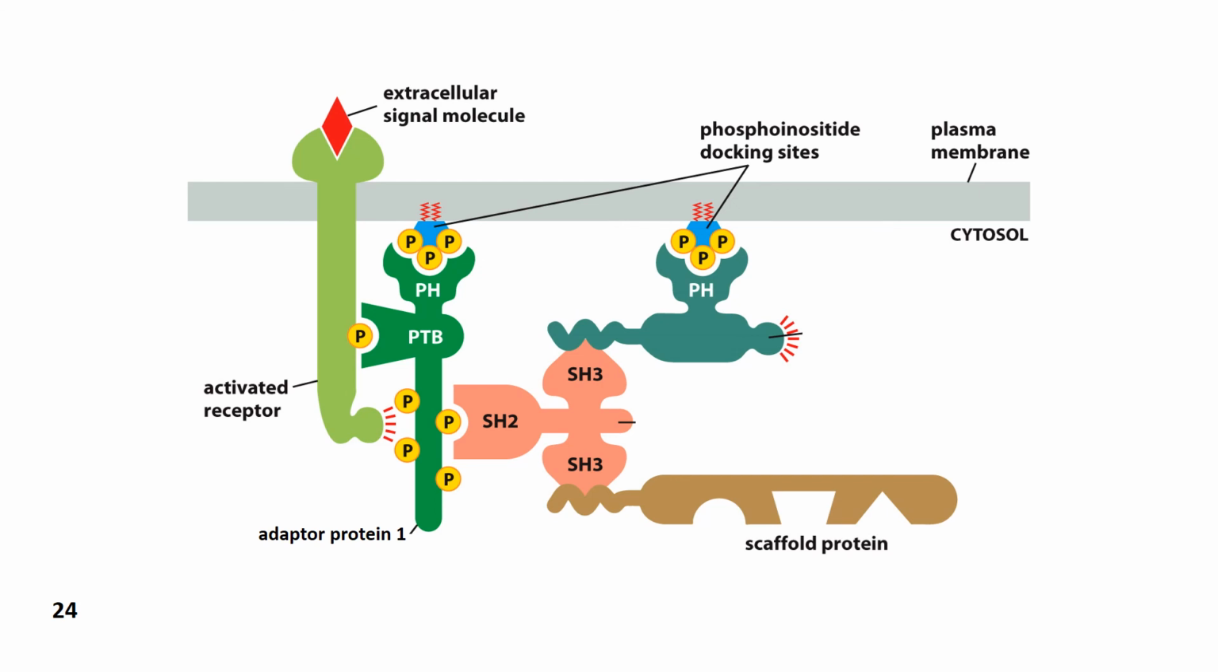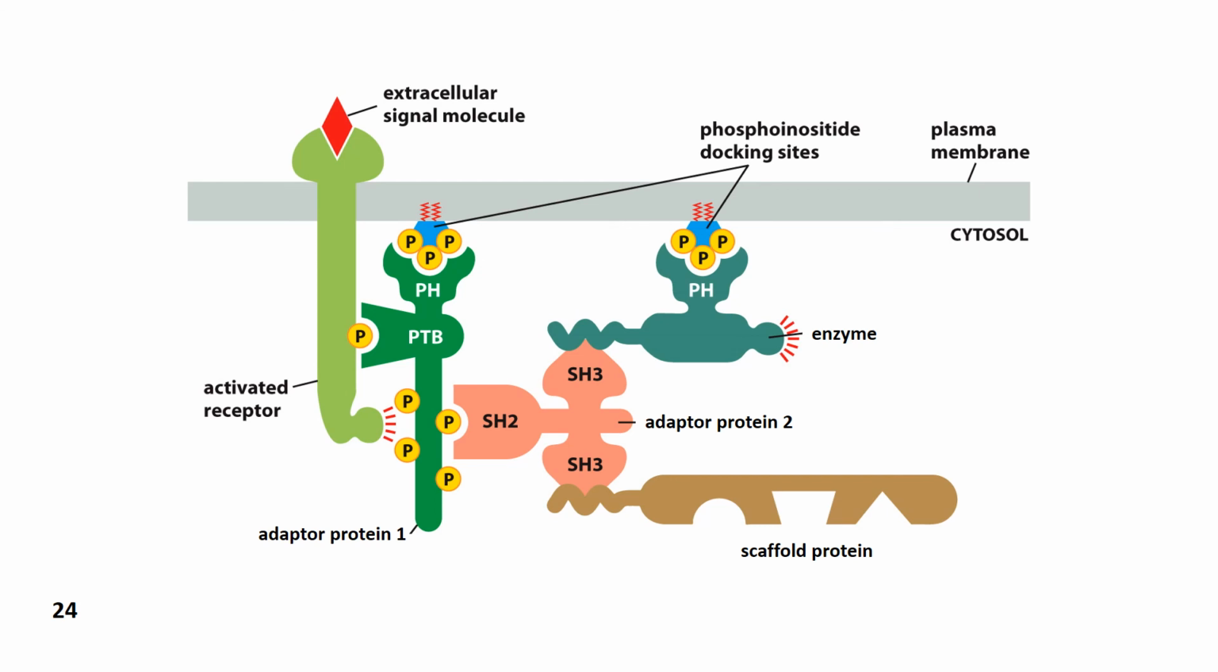are multiple sites that can be phosphorylated by the activated receptor, and those phosphorylated tyrosines on the adapter protein can be recognized by the SH2 domains of a second adapter protein. This second adapter protein also happens to have a couple of SH3 domains that will recognize polyproline sequences in a couple of other proteins. One, an effector enzyme, and two, a scaffold protein.